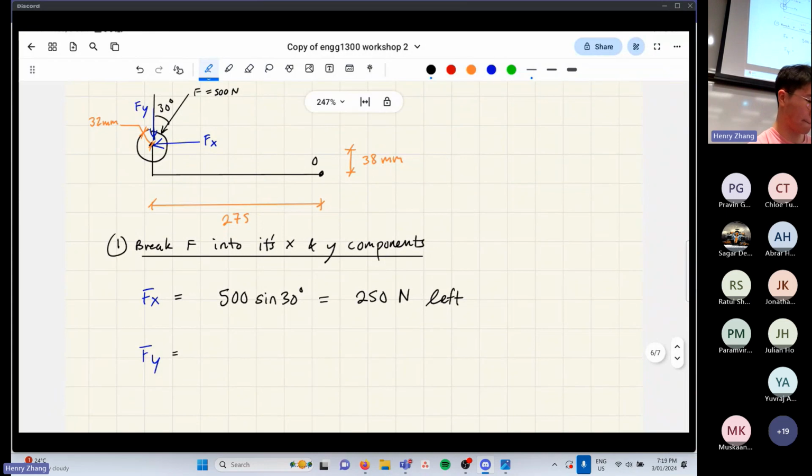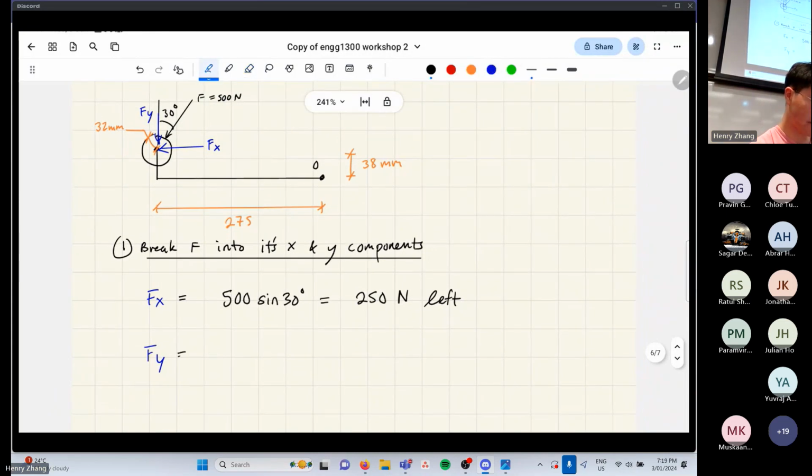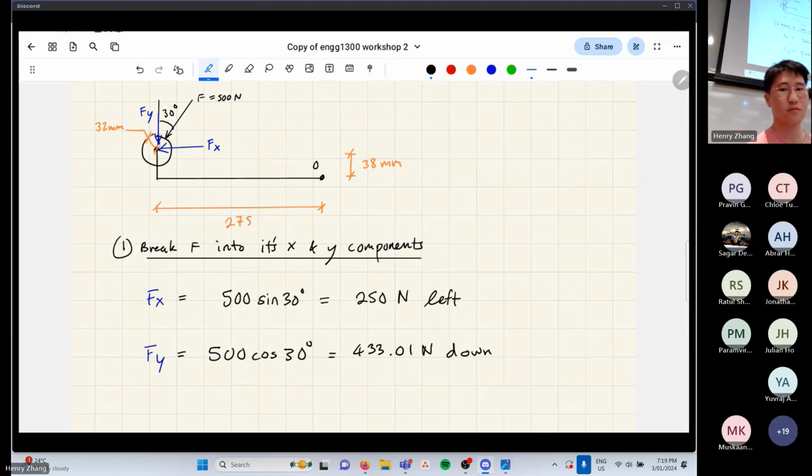So Fy is similar, but we just change it to cos. Okay, so now we've broken it up.